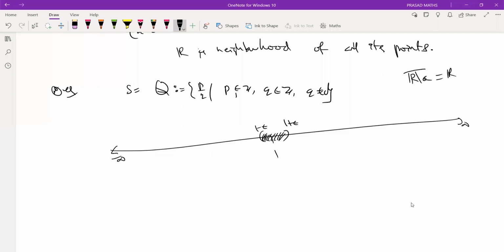We studied in school that between any two distinct real numbers there are infinitely many rationals and irrationals. So it contains many irrationals. Of course, there is no problem with rationals. What about irrationals? It contains irrationals, which are not inside Q. Therefore, Q is not a neighborhood of 1.